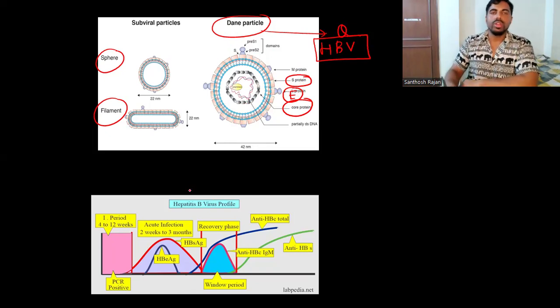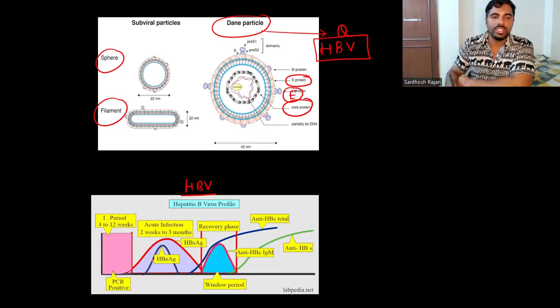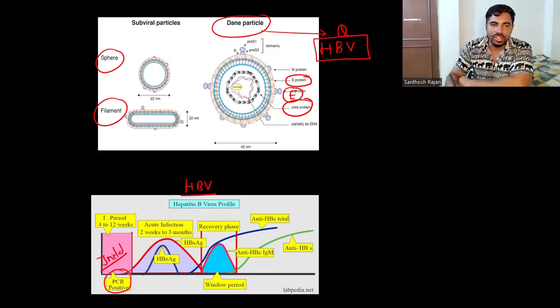That's it. Now, one question frequently asked in the hepatitis B virus profile, they might give you and tell you to identify. The best initial test is PCR. In the incubation period itself, if you want to identify hepatitis B, you do PCR. But after 4 to 12 weeks, acute infection starts. The first one to increase would be HBsAg. Then for the antibody to HBs to appear, it takes time.